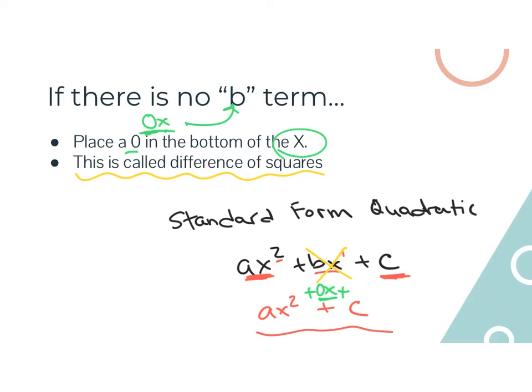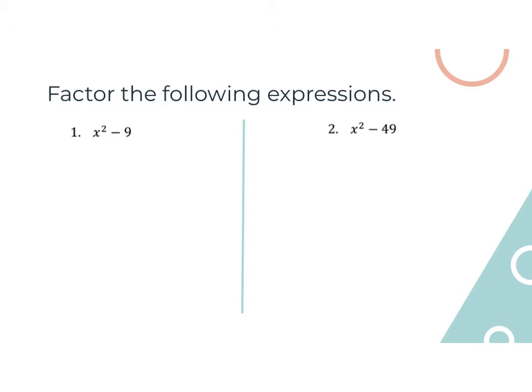So let's just take a look at a few. The first one, we see x squared minus 9. What you'll recognize is you've got the ax squared term and the c term, but the b term is missing. That one is not there. So we can rewrite this as x squared plus 0x minus 9. That 0x is the placeholder for us, and now we can go ahead and factor this.